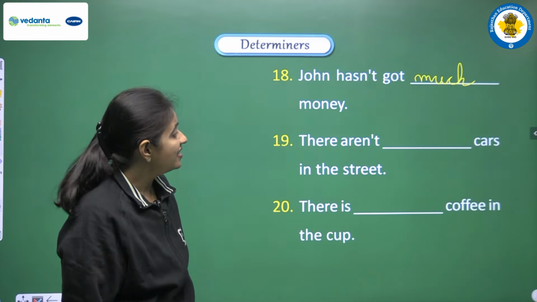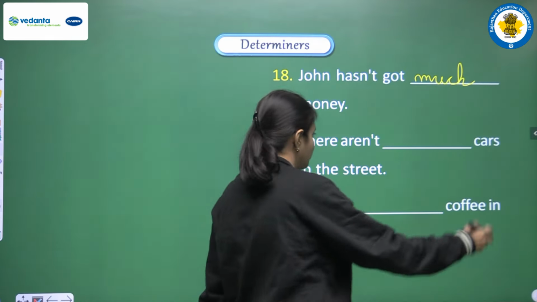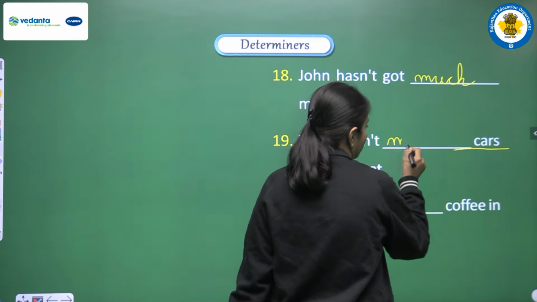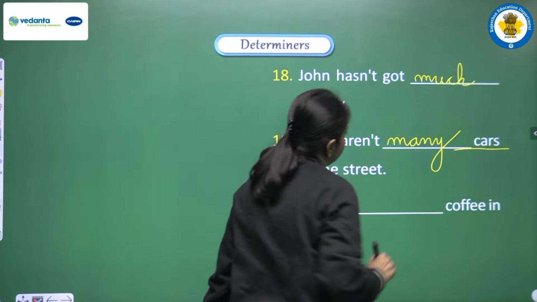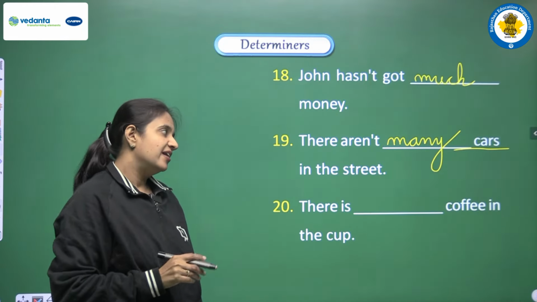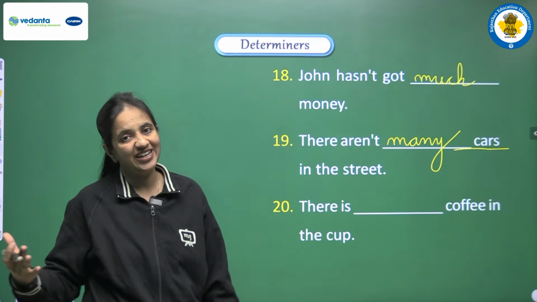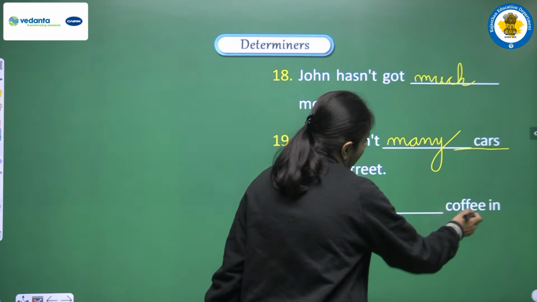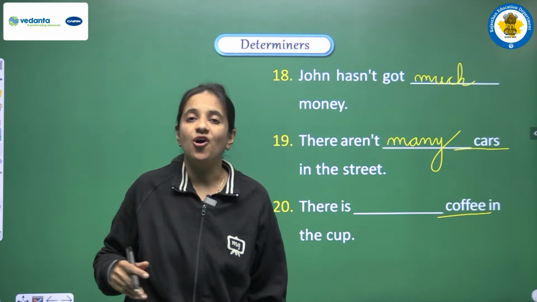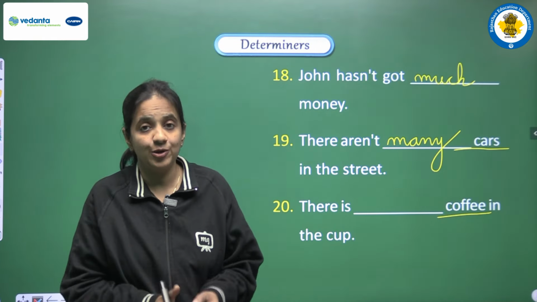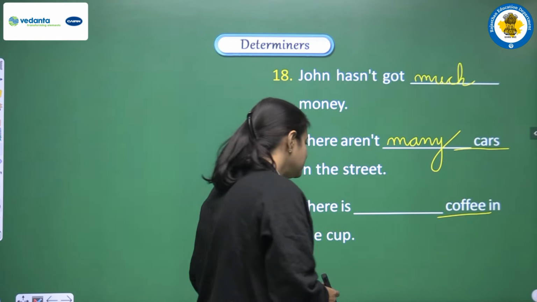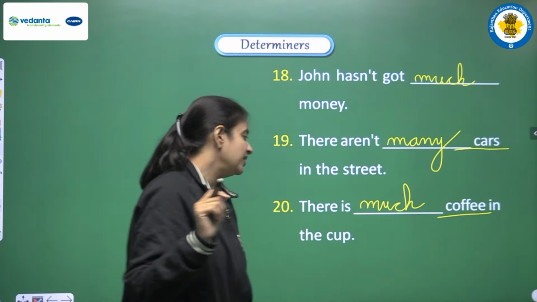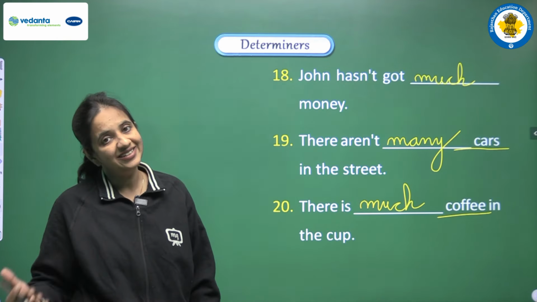Next sentence, there aren't cars in the street. So we are having cars, and cars is a countable noun, and our answer will be many. And the complete sentence will be, there aren't many cars in the street. Next sentence, there is coffee in the cup. So we are having coffee as a noun, and coffee is an uncountable noun. It's a liquid, it's a material noun, and in this sentence our answer will be much. And the sentence will be, there is much coffee in the cup.